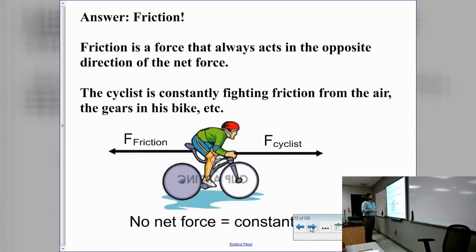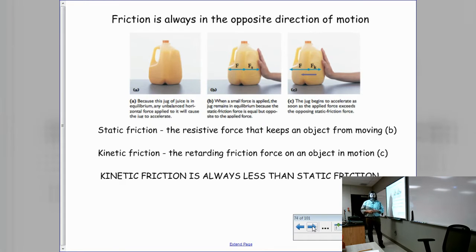So friction is always a force that acts in the opposite direction of motion, and the cyclist has to constantly fight against the friction from the air, the gears in the bike, etc. If the person is pedaling harder than the friction force, then that cyclist would be accelerating. But if they're equal to each other, if there's no net force, then that cyclist can just continue at a constant motion. It really depends what the cyclist is doing, but if they're in equilibrium, then it's just moving in constant motion.